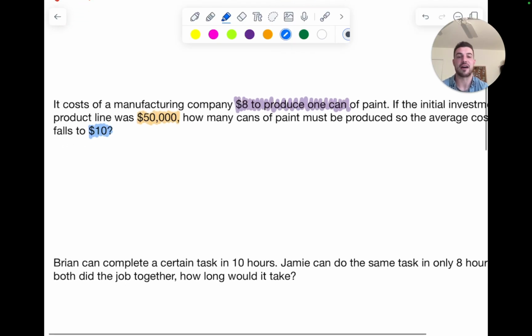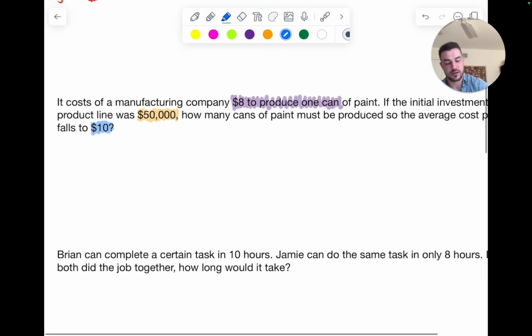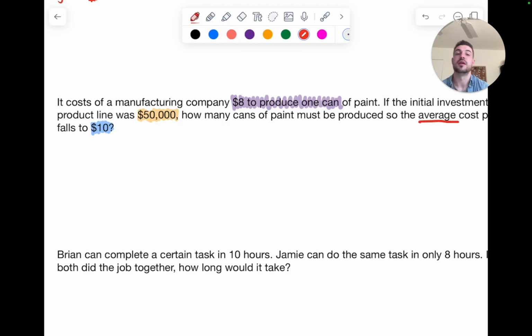So this is average, right? We see the word average in here. That means we want to calculate the average cost. Let's think about what goes into the cost of some of these products. First of all, we have to remember that it's going to cost, and I'll do this in purple, $8 per can. Now, we don't know how many cans we're supposed to make. It says how many cans. That's part of the question, so that's what we're going to calculate.